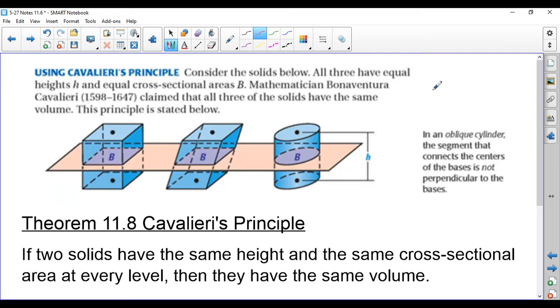We have something called Cavalieri's principle. It says if you look at all three of these solids, all three have equal heights. Here's the height. And have equal cross-sectional areas B. So their cross-sections are different shapes.